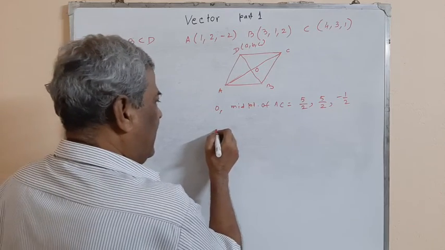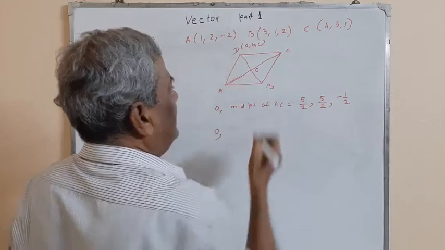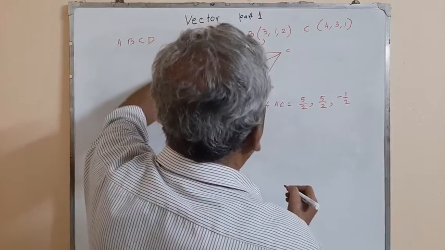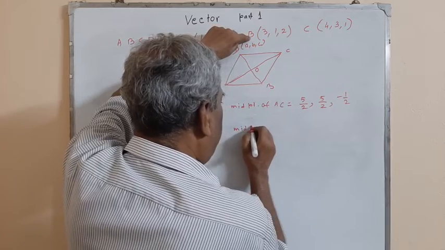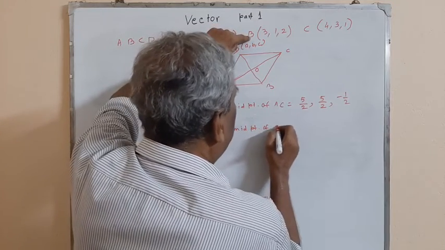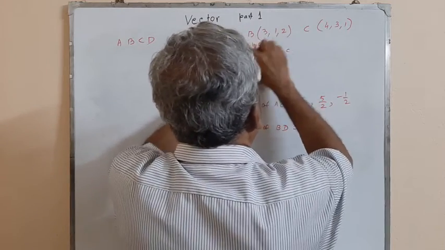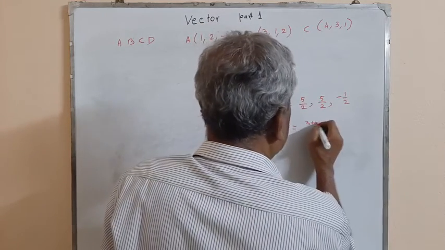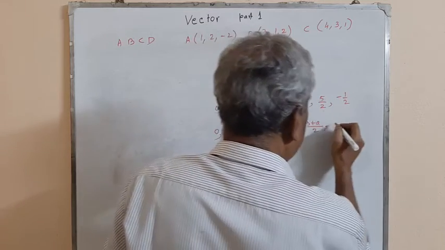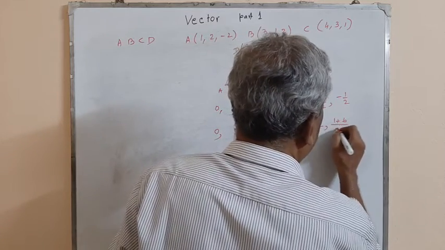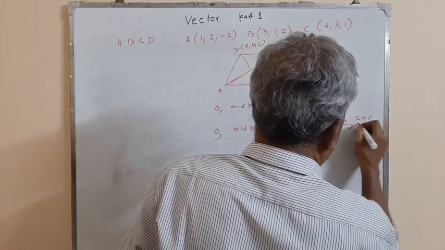Again, the coordinates of O, which is the midpoint of B and D, is equal to, B is 3 plus a divided by 2, 1 plus b divided by 2, and 2 plus c divided by 2.